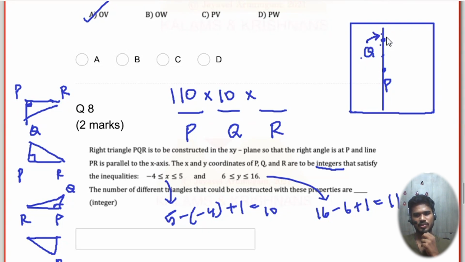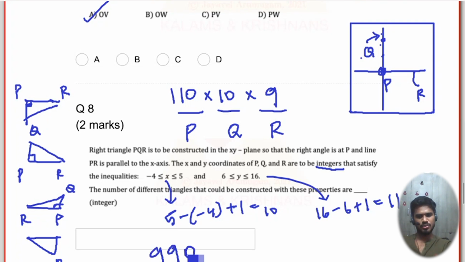So Q is constrained along this line. R is constrained along this line. This point can be in any of the corners. So once P is fixed, how many spots does R have? 9. Yeah, notice P already occupied 1 spot along one X coordinate. So this has 9 possibilities. So the total would be 9 into 2 zeros.